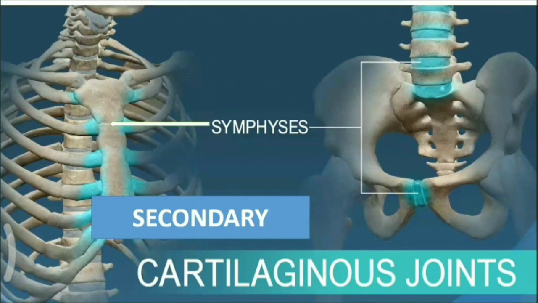In the primary cartilaginous joint: first chondrosternal joint, all costochondral joints, and the joint between epiphysis and diaphysis. So at least remember these 3. You should remember these 3.